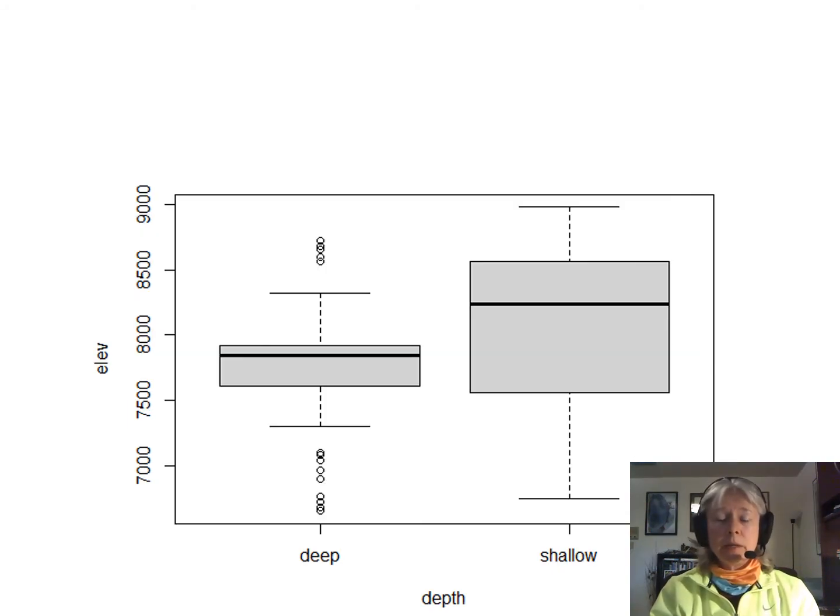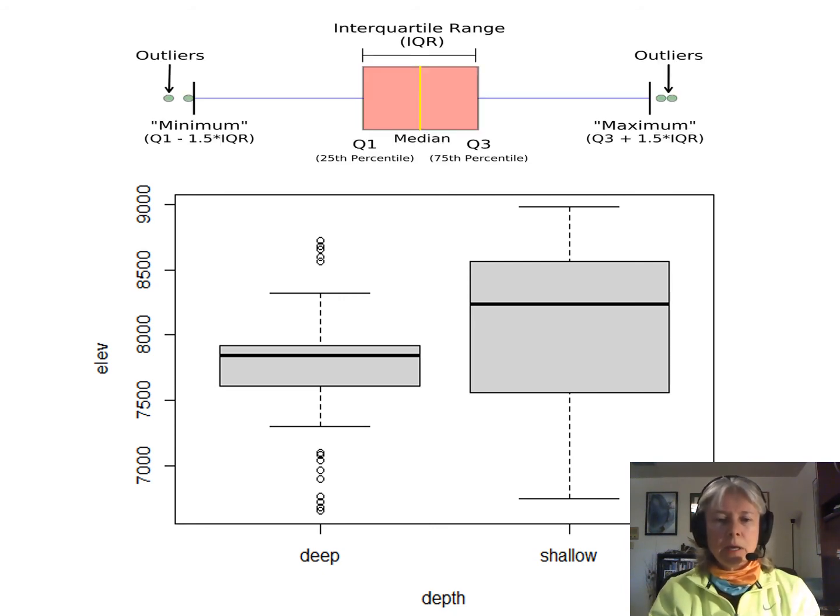If you're interested in at least one categorical variable, then box plots can quickly give you lots of information. So here's one from the function boxplot, elevation as a function of depth. And then here's a little key about what each element of the box plot means. So first off, these strong lines in the middle here are the median values. And then the shaded boxes represent the range of values that are between the 25th percentile and the 75th percentile.